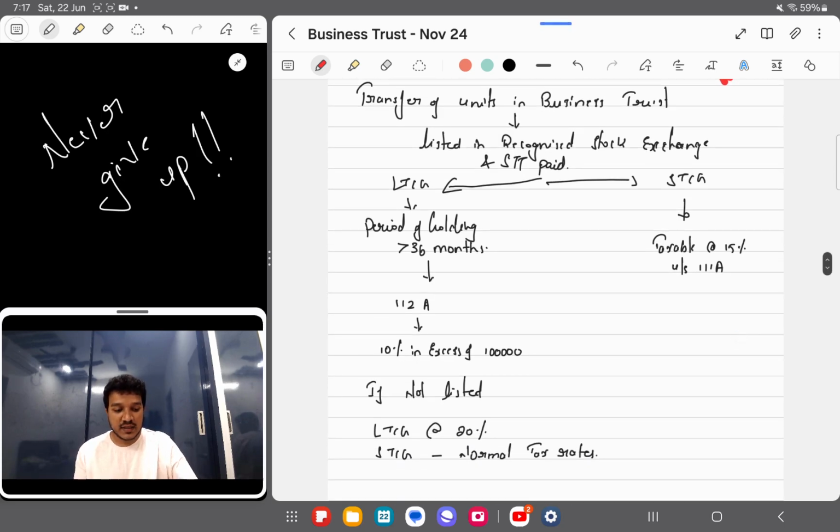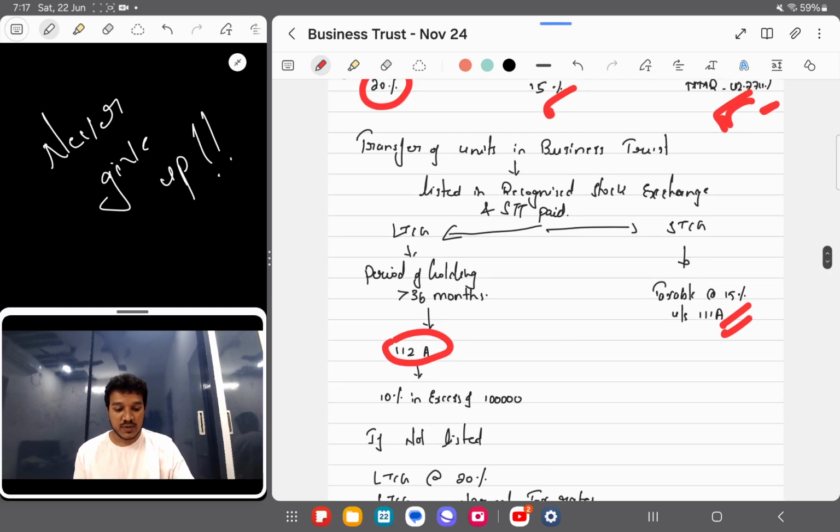So for short-term capital gain, the tax rate is 15%, and long-term capital gain will be chargeable to tax under section 112A, where up to 1 lakh you get exemption, and over and above 1 lakh it will be chargeable to tax at the rate of 10%. So the special point here is that it is 36 months in this case. If the period of holding is more than 36 months, then that becomes a long-term capital gain. If it is less, then it becomes a short-term capital gain.